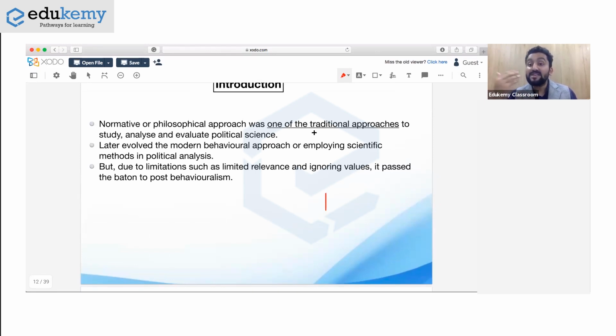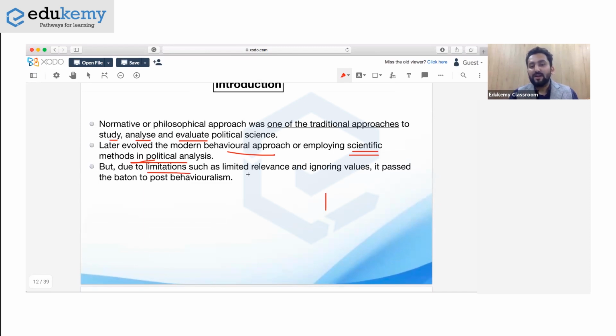And why do we use an approach? Because to study, analyze, and evaluate political science. Later we evolved the modern behavioral approach. What was the difference? Scientific methods in political analysis. Underline this, scientific methods in political analysis. Then the limitation. I've told you 3 keywords you should expand.